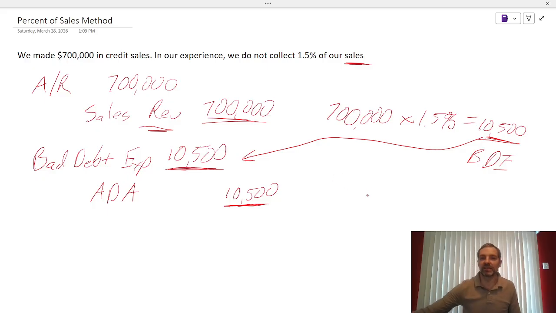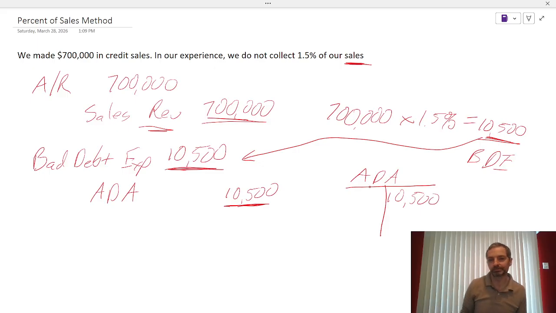All right, so this is the easiest method, but it also causes some problems, just like all of our other easy ways of doing things. There's some issues with it. Let's see what the issue is. Let's look at our allowance for doubtful accounts. Right now, we put $10,500 into it. Let's jump forward to next year.